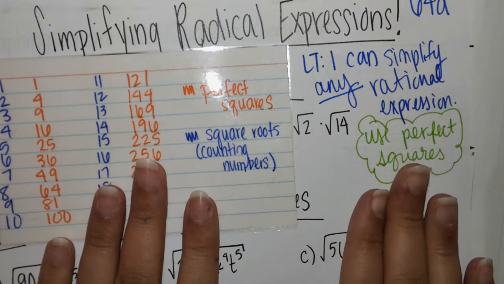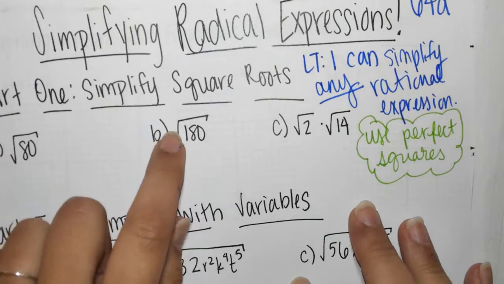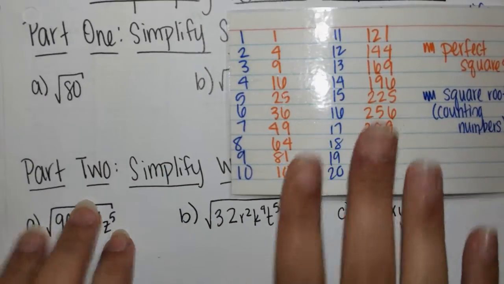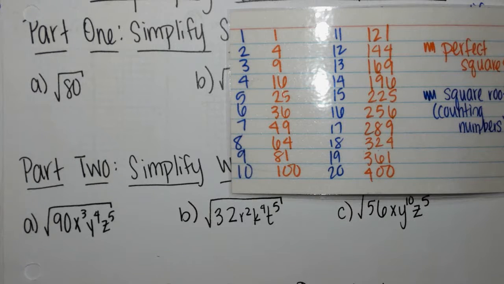Alright, so that's what we're going to be able to do. Now remember, it's a square root if it does not have a number in the mullet. Remember, to simplify, you find the biggest perfect square that goes into it and then find the other counting number. Does everybody understand? Yes. What is the biggest perfect square that goes into 80?